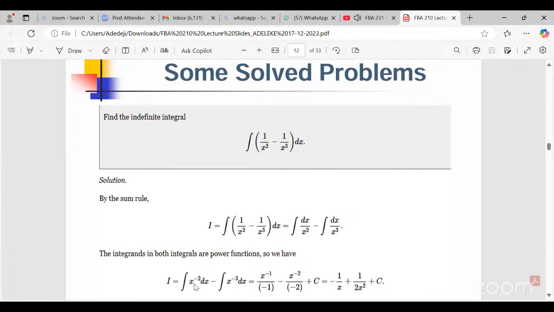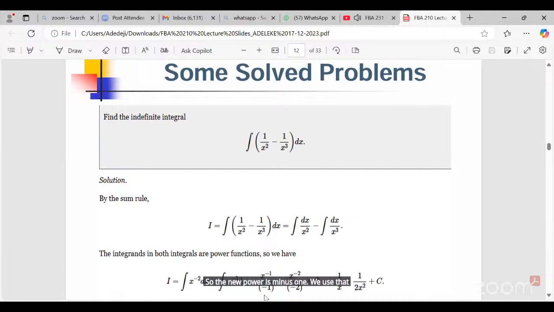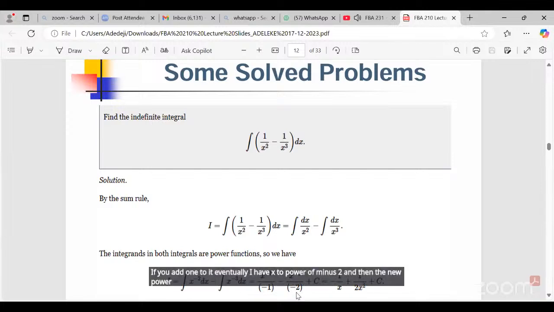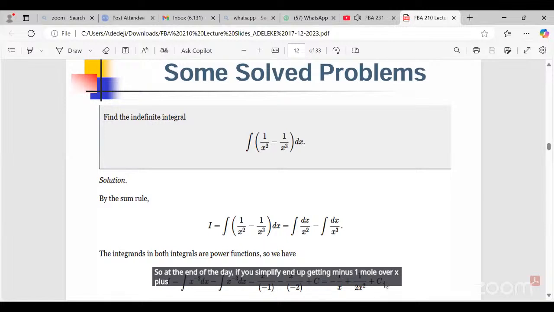So that is why we have x to the power of minus 2. If you add 1 to minus 2, you are going to get minus 1. So the new power is minus 1. We use that to divide. The same applies to x to the power of minus 3. If you add 1 to it, you're going to have x to the power of minus 2, and then the new power is minus 2, which you use to divide the term. So at the end of the day, if you simplify, you will end up getting minus 1 over x plus 1 over 2x squared. And then, of course, we need to add the arbitrary constant c.